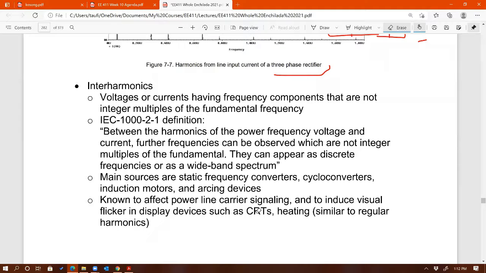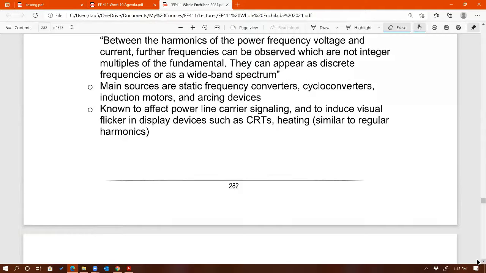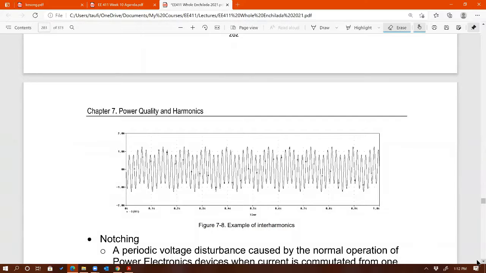It's known to affect power line carrier signaling and to induce visual flicker in display devices such as CRTs, and heating. So yes, it is possible to have harmonics that are not integer multiples. Those are called interharmonics.